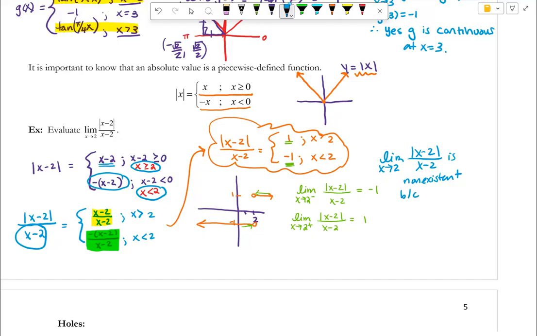And again, the reason for that is because the limit of the absolute value of x minus 2 divided by x minus 2 as we approach 2 from the left is not equal to the limit as we approach 2 from the right.